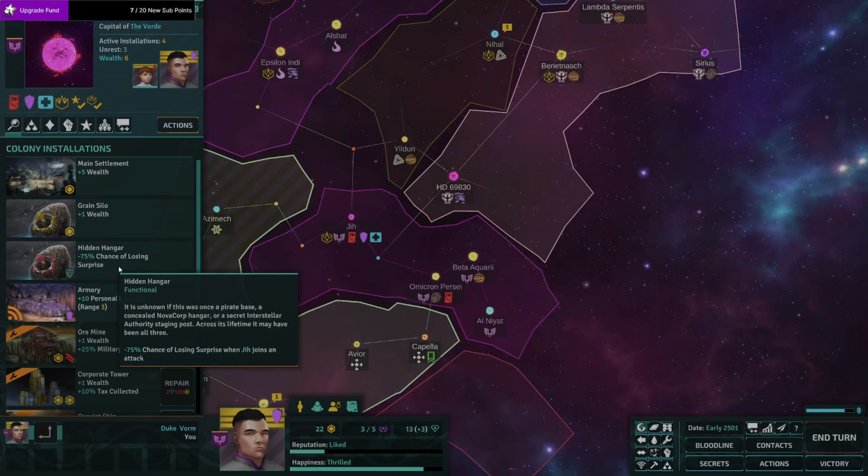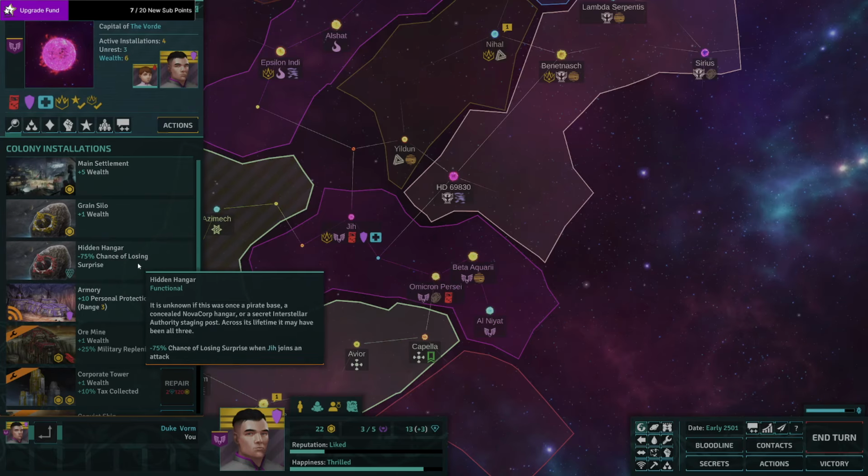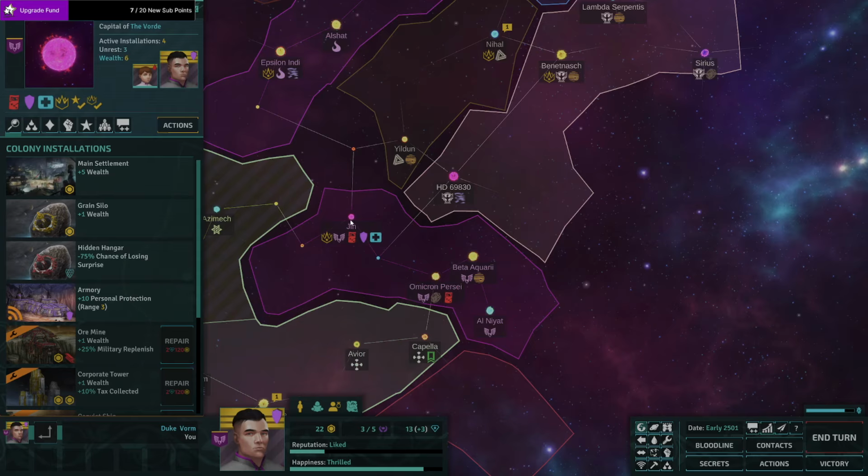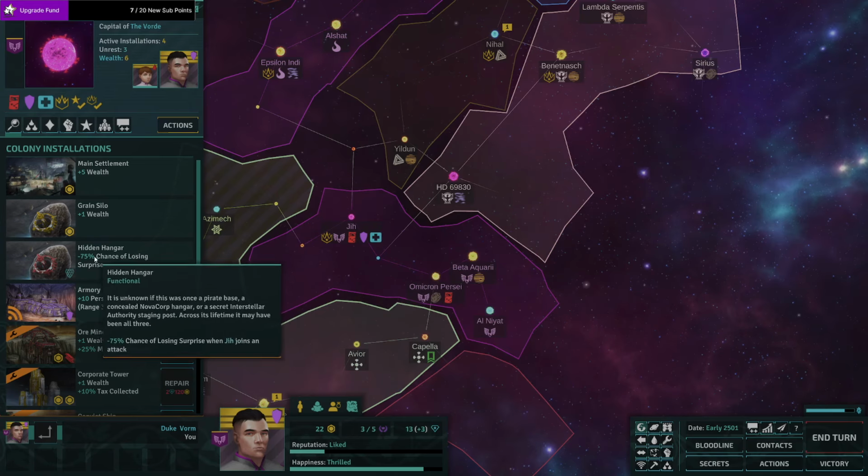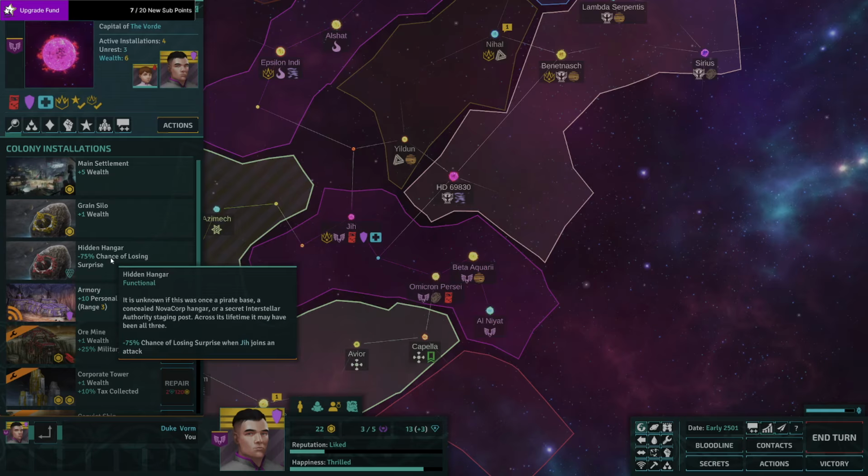All right, what else do we have? -75% chance of losing surprise. It's only when we join an attack, but the -75% chance of losing surprise, that's during the build-up phase. When I declare I'm going to do a fight, this helps us maintain the surprise factor longer. And what happens is when I declare the fight, I then have to pick which colonies are going to participate. So I could pick my own first and there'd be no problem. The surprise is guaranteed for that part.